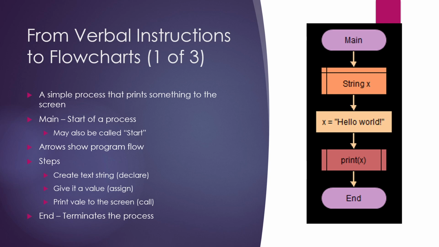So what are we being asked to do? We're being asked to create a string called x, give it a value, and print the value. So you see, at first, we have our declaration, string x, our assignment, x equals hello world. And then immediately after that, you have the function call, print x, and then end. End just marks this is where your code ends. This is where it stops.